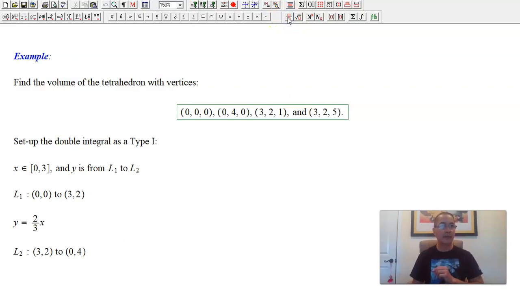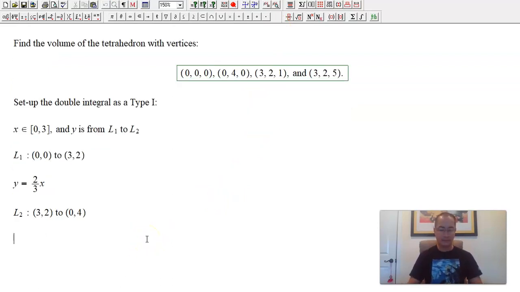Okay, that one is easy. It passes through the origin. This one is not. Slope: 4 minus 2 over 0 minus 3. That's negative 2/3. Yeah, it's going in the negative direction. Negative 2/3.